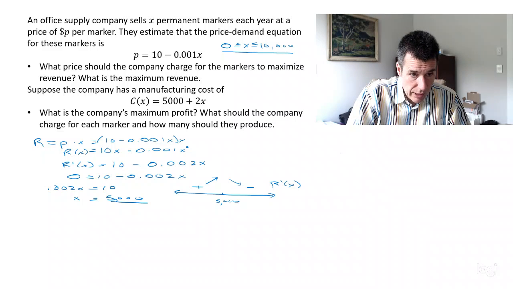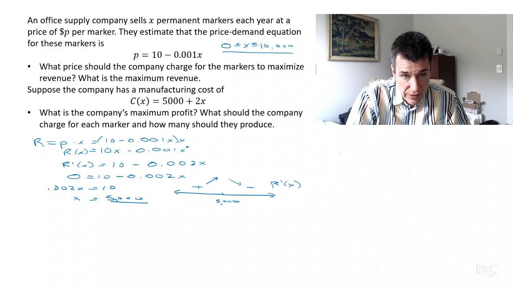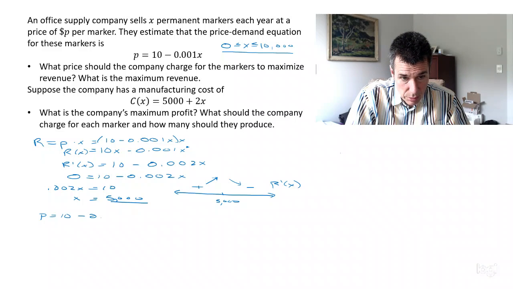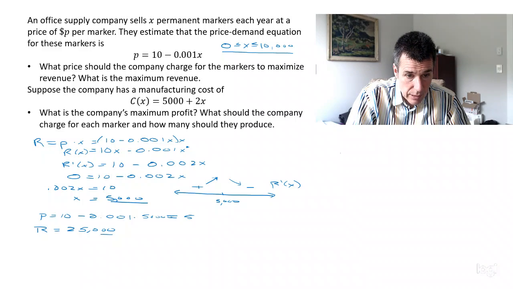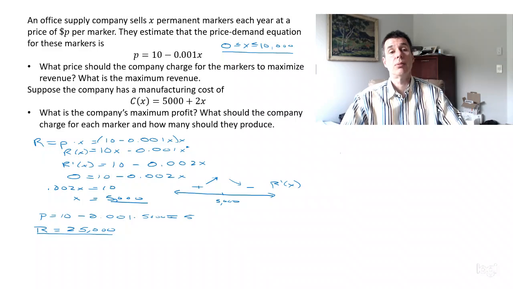So the number of pens to produce is 5,000. The price of the pen is 5, right? So P is equal to 10 minus 0.001 times 5,000, which is 5. So that's our price. And our revenue is 5 times 5,000, or 25,000. So we have maximized our revenue.